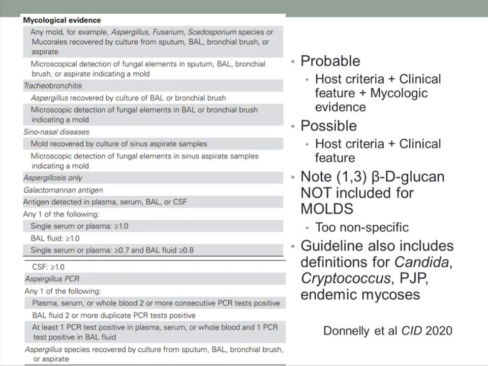The beta-D-glucan is very non-specific for molds in particular, and so it wasn't included in the definitions. There are a lot of things that can cause false positives that we'll talk about a little bit later with that one.